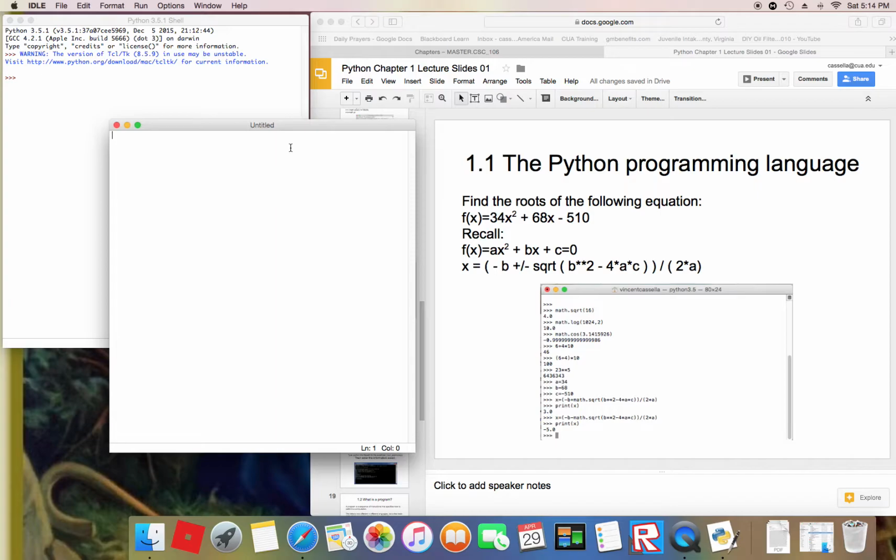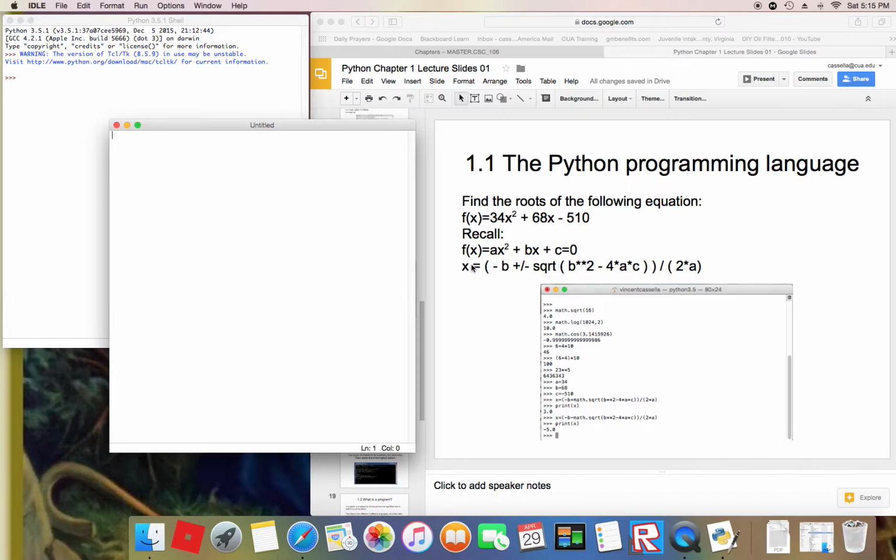And then within the pad, I will start typing. So you notice in this generic formula, ax squared plus bx plus c equal to 0, I can solve for x in terms of a, b, and c. And here it is.